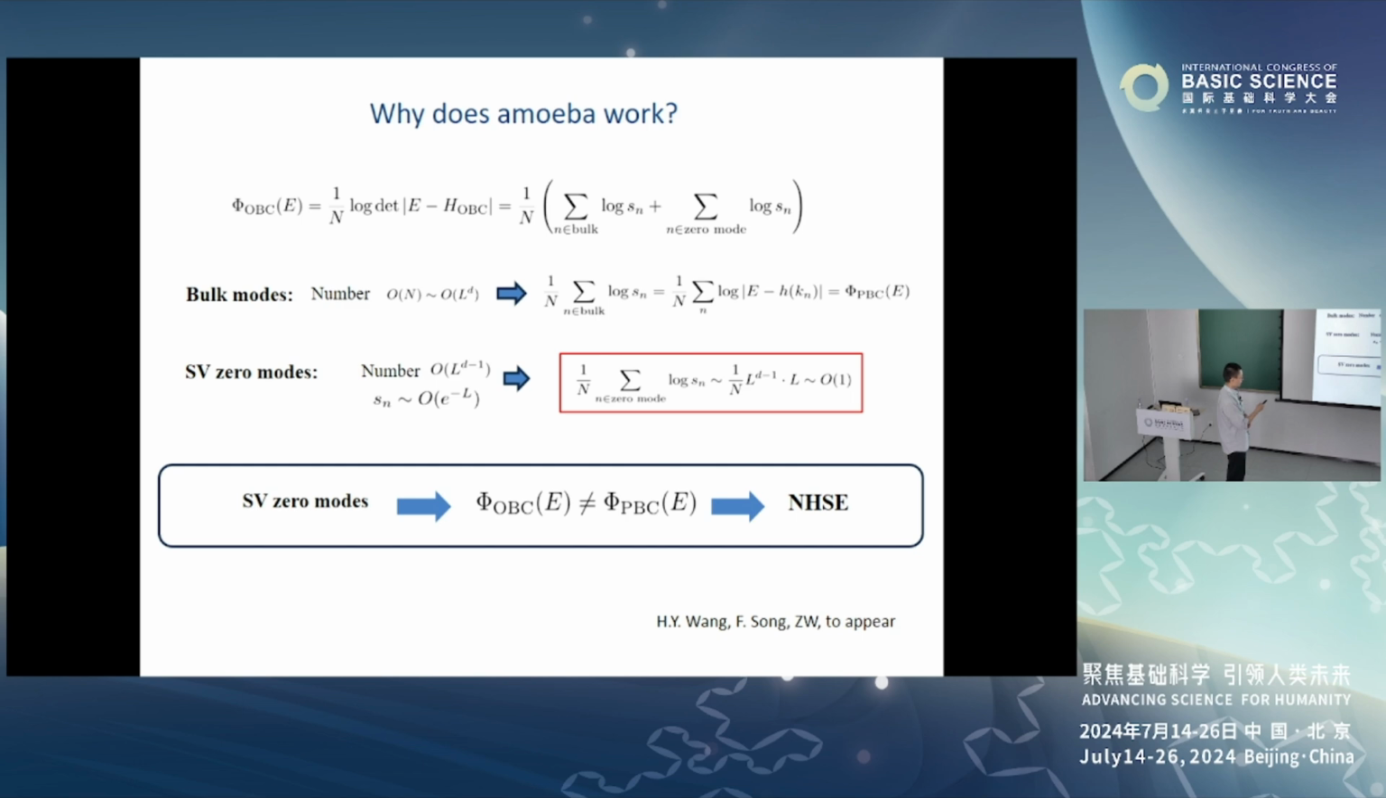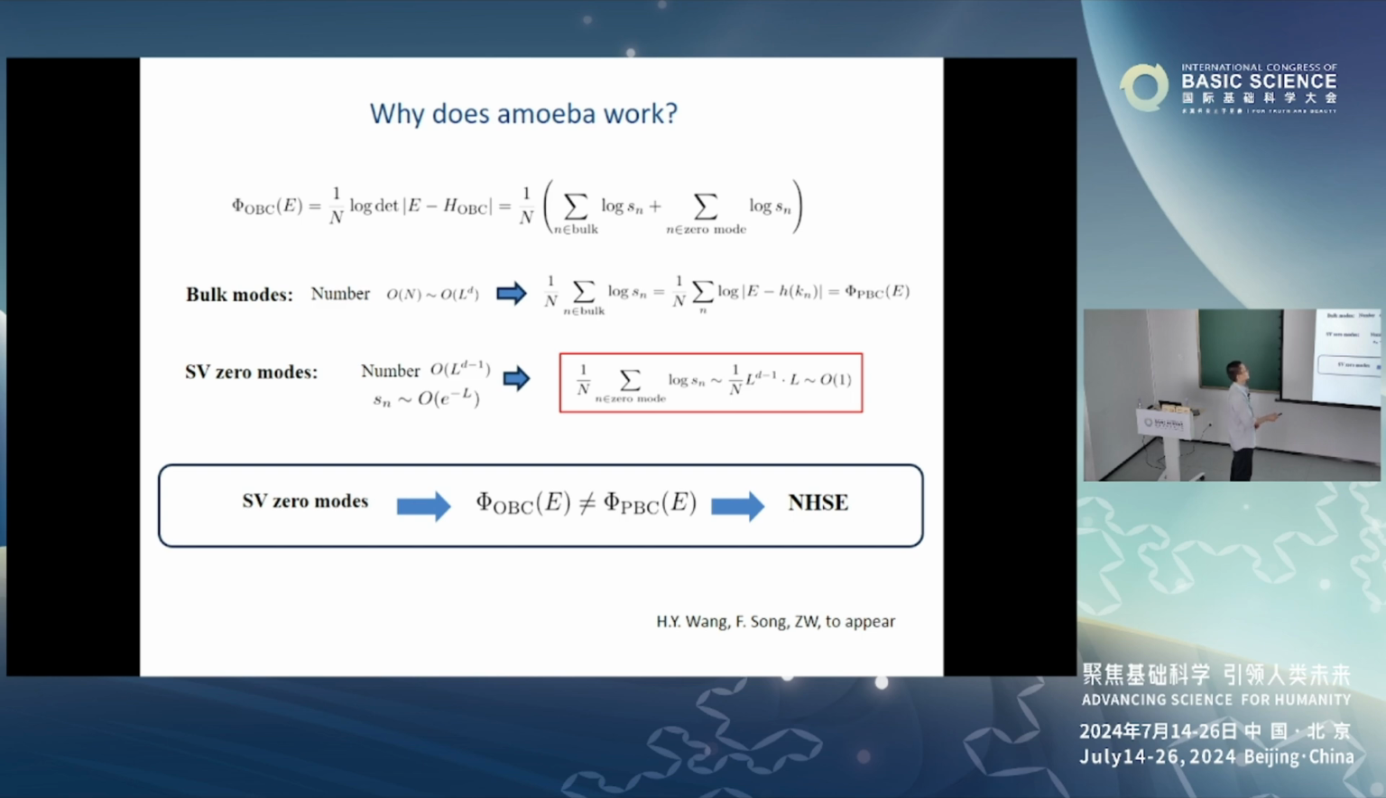So with this, we can find that the Coulomb potential of the open boundary condition can be written as a summation over the contribution of the singular values from the Bloch modes plus the contribution from the boundary zero modes. The number of Bloch modes grows as the size of the system, but it is the same as the Coulomb potential of the PBC case.